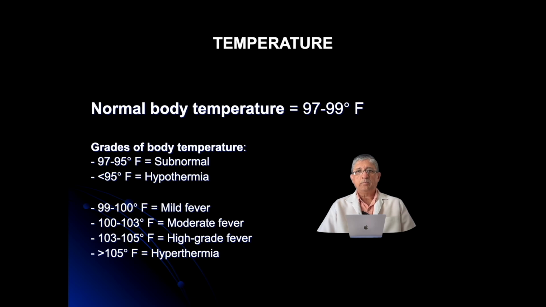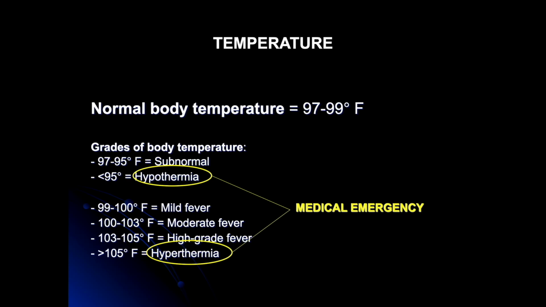The normal body temperature is 97 to 99 degrees Fahrenheit. And these are the abnormal body temperatures. These are on the lower side and these are on the higher side, which we call fever. Hypothermia and hyperthermia are medical emergencies. Patient should be hospitalized.